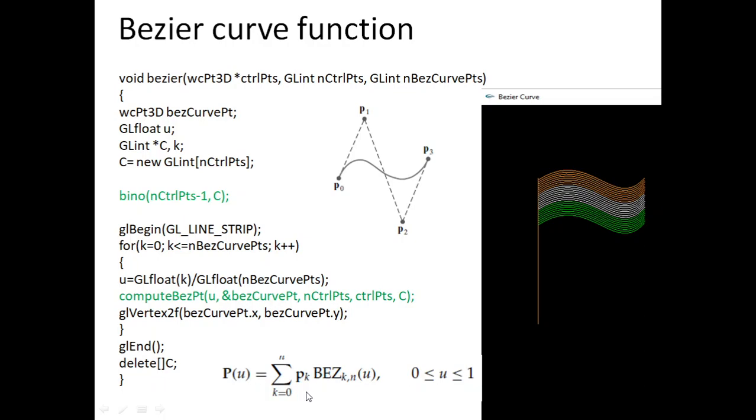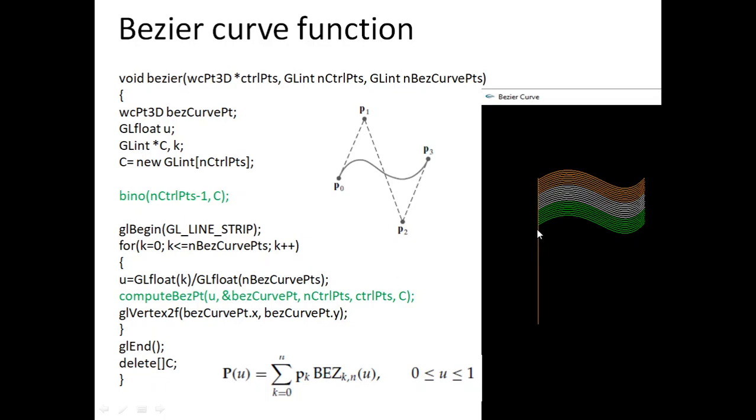So to calculate this, first we have to calculate the Bezier blending functions separately. For that, we are calculating this binomial and we are calculating the Bezier point. Now we'll see these functions separately. After calculating these two functions, the binomial and compute Bezier point, we are drawing a line strip.